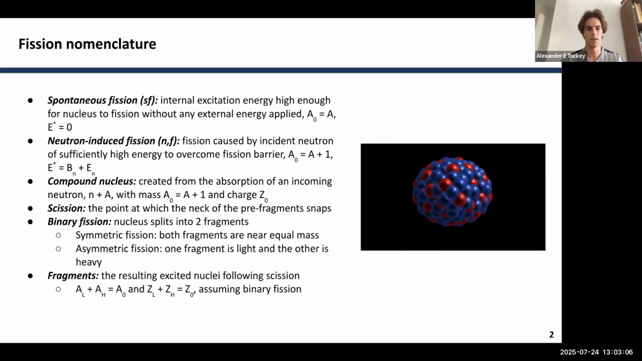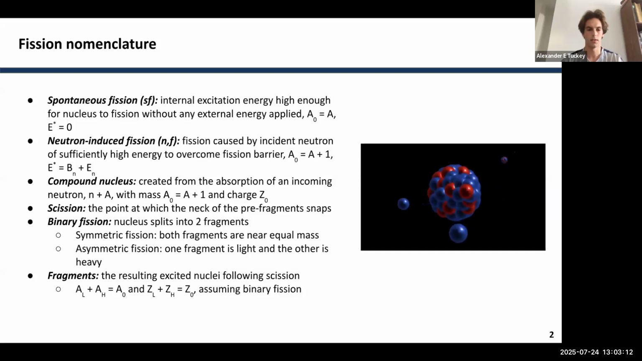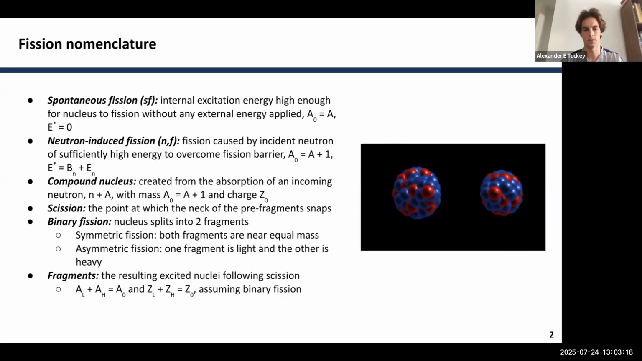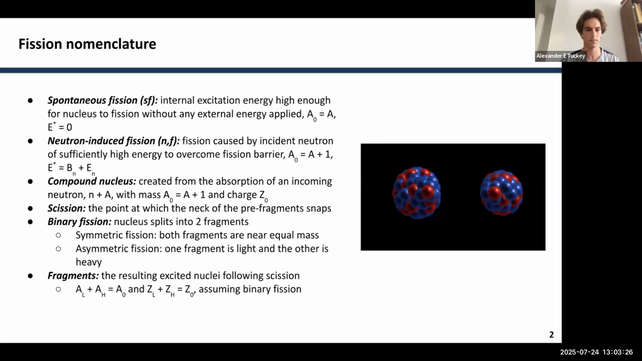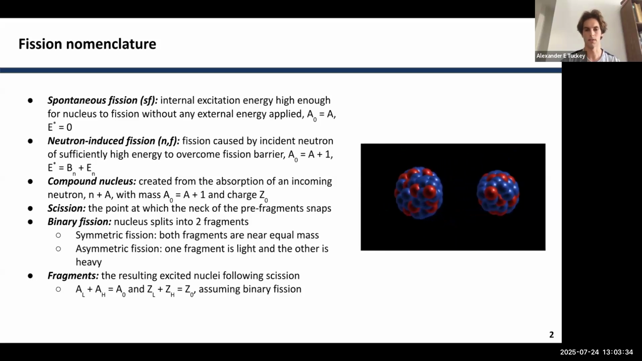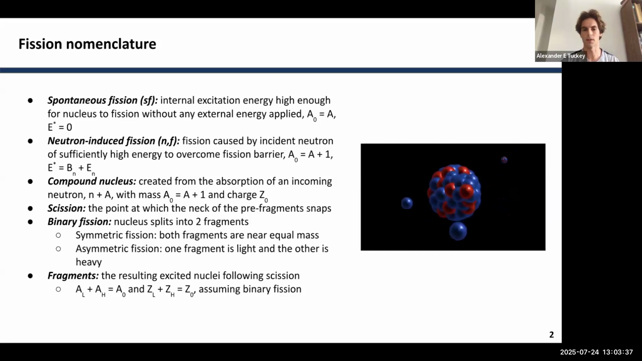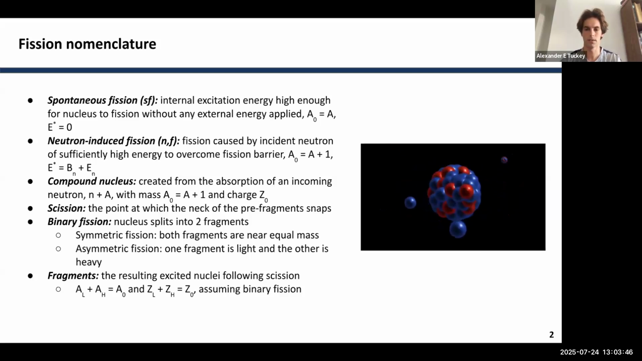And in our case today, we're going to only be concerned with binary fission, in which the nucleus splits into two fragments. There's also ternary fission, in which there's three fragments, but unfortunately, Freya doesn't model that currently, so we'll be focusing on binary fission. And there's two kind of subcategories of binary fission, which will be relevant today. The first is symmetric fission, in which the two fragments are near equal mass. The other being asymmetric fission, where we have a light fragment and a heavy fragment.